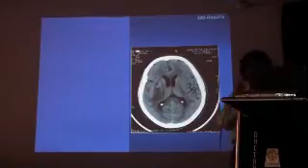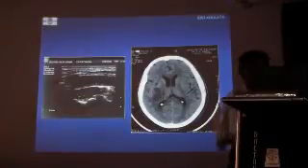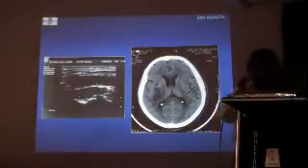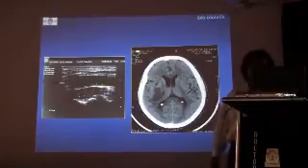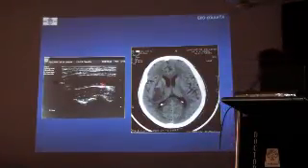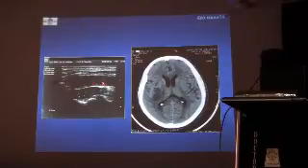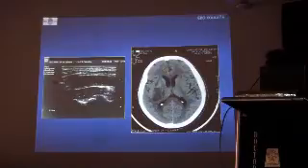Okay, so this is an infarct. Why did it happen? You have to go for carotid ultrasound or carotid Doppler. These are irregular plaques, and the intimal thickness can be measured. Okay.